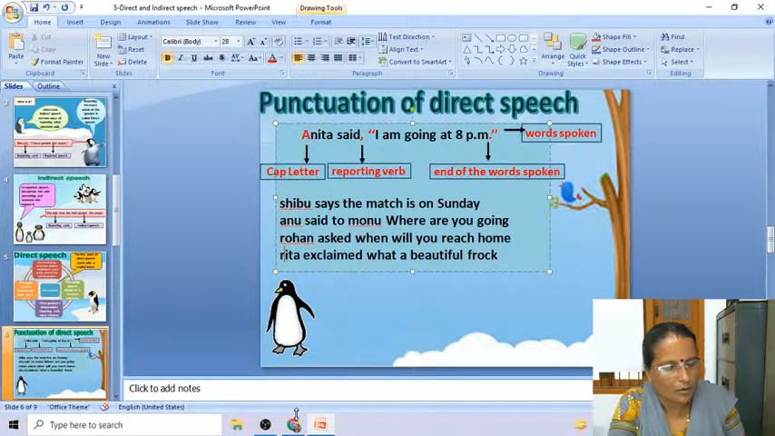Same mistake, Abhishek. T should be a capital letter. Shibu says the march is on Sunday. T should be capital because this is the word spoken by the person. Mohit Srivastava, S should be capital, T should be capital, and the march is on Sunday should be in inverted commas. And there is no full stop at the end. Biren, there is no full stop after Sunday.